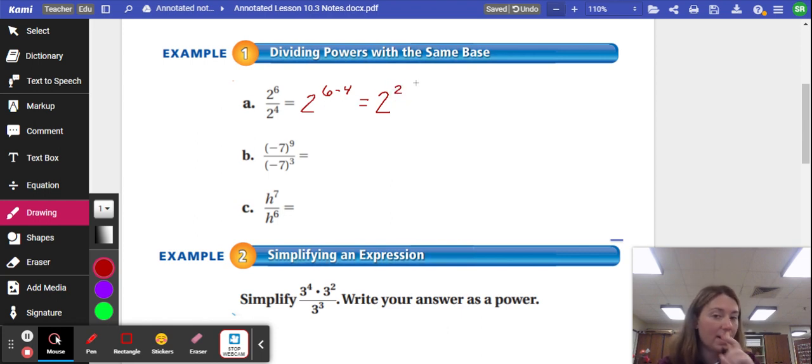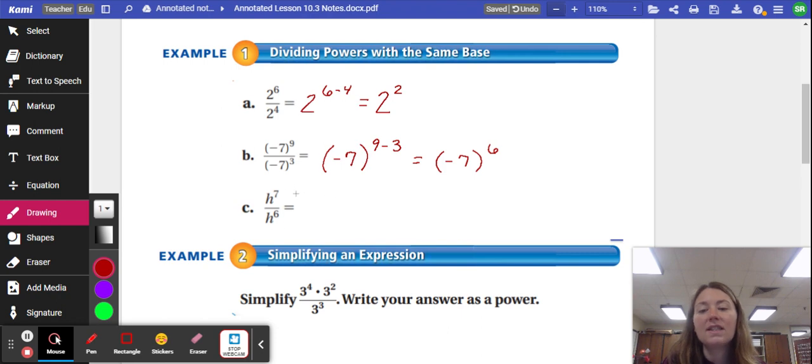We get 2 squared. The next one, we have negative 7 to the 9th power divided by negative 7 to the 3rd power, or negative 7 cubed. If it is in parentheses, make sure to keep the base in parentheses. We're subtracting the exponents. 9 minus 3. We get negative 7 to the 6th power.